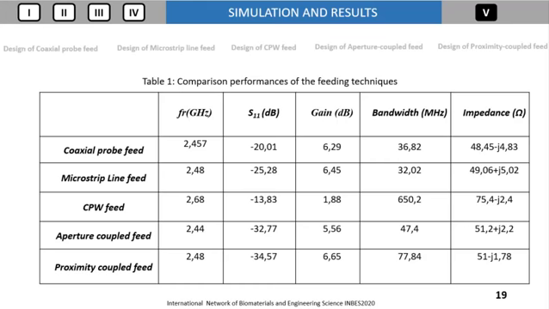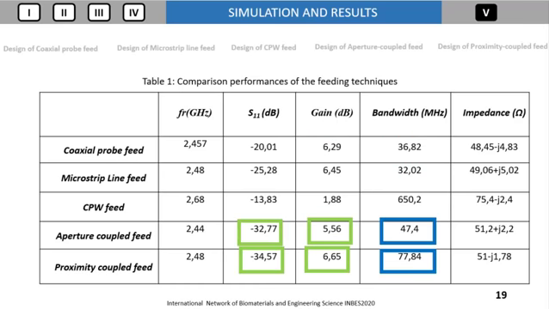The table gives a performance comparison of the designed antenna with the several feeding techniques. The CPW feed technique increases the bandwidth to 615 MHz and has a low gain. The coaxial probe feed and microstrip line feed techniques have a low bandwidth and high gains. The aperture and proximity coupled feeds provide a good impedance matching with a medium bandwidth and a high gain.